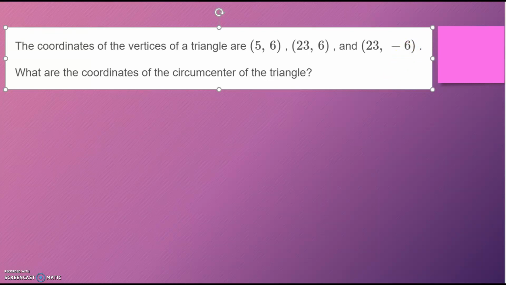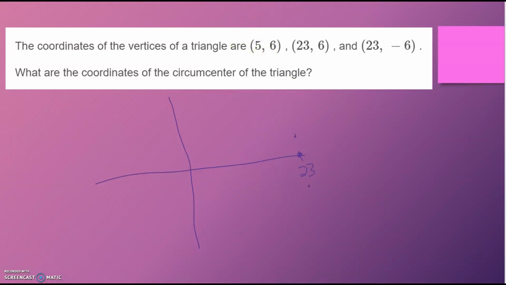So if we're thinking about this, we have our axis. So we know this is somewhere way out here at 23, and it's at 6 and negative 6. And so we know that's 12. So the midpoint would be right on the line. So that's the midpoint there.